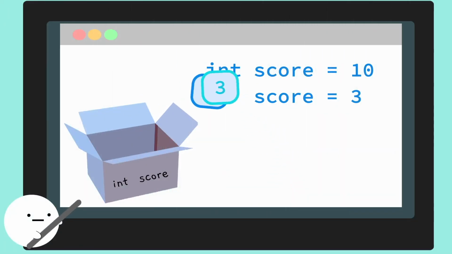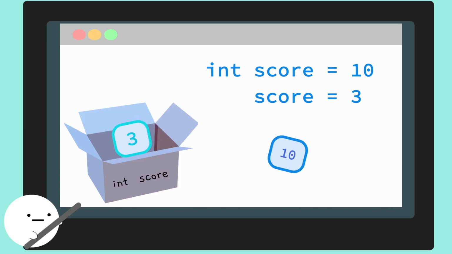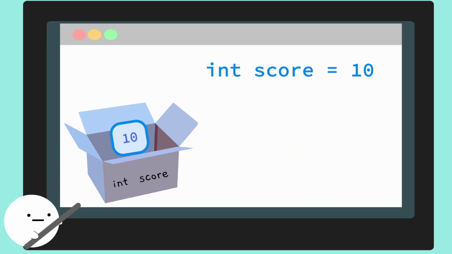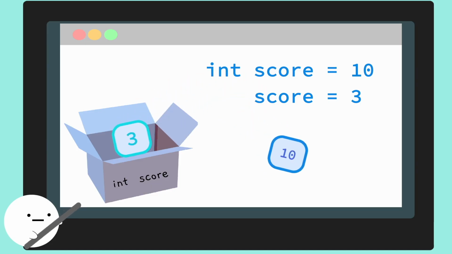One thing you can do is change or override values. We'll start with a basic example. Here, we have a variable named score with an integer data type, meaning it can only hold whole numbers. We'll assign it with a value of 10. We then call the variable to replace its original value of 10 with a new value of 3. And that's it. Now score has a value of 3.